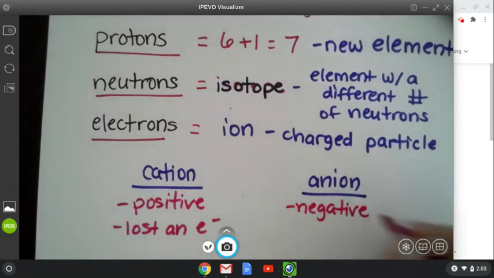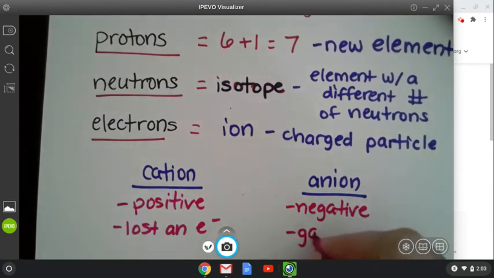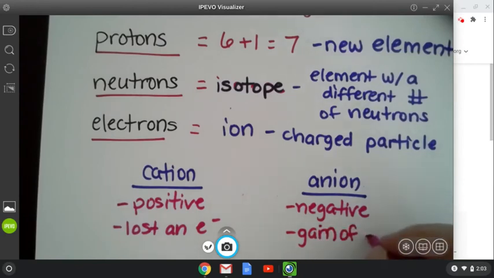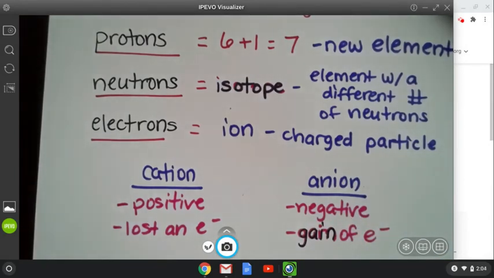And if an ion has to do with electrons and it's negative, it means it has an extra electron, which is causing that negative charge. And that's because electrons are negative. So this is a gain of an electron. It should say gain. Let me rewrite that. This is a gain of an electron.